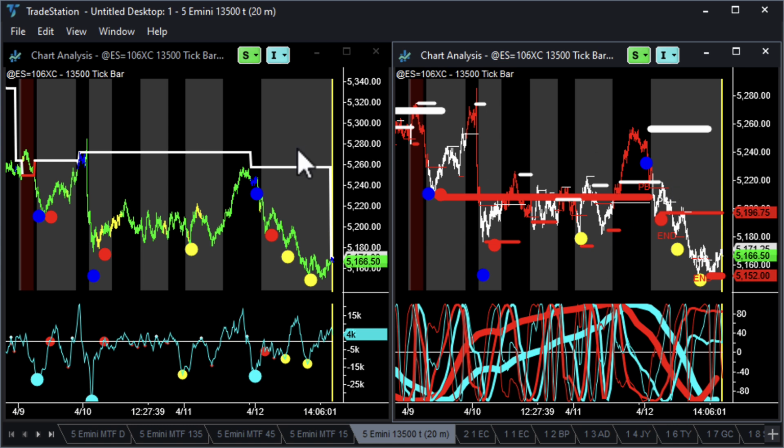But remember, the background's in grey. We're in a downtrend on the 13,500 tip bar chart. Until that switches around into red, we're not in a confirmed uptrend. So we're just trying to anticipate what might happen. So that's the mini. Let us now talk about the Forex charts.